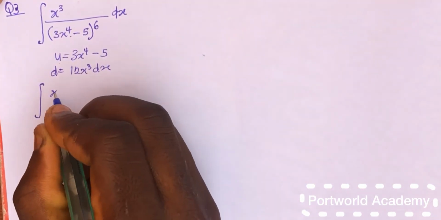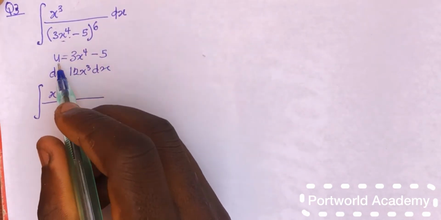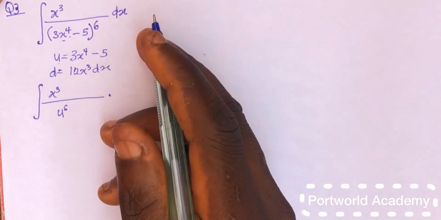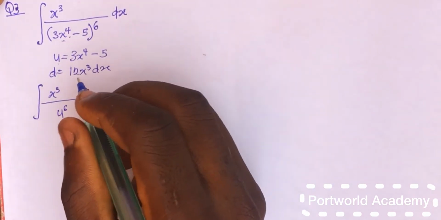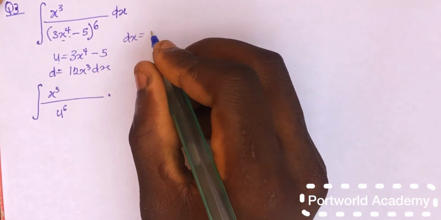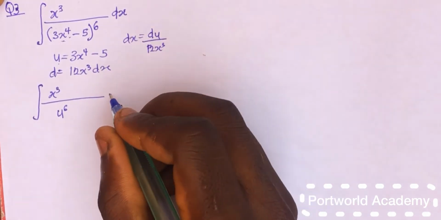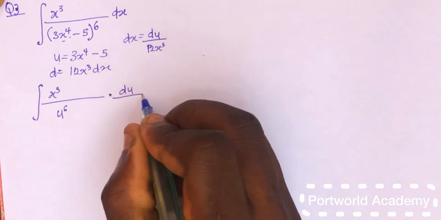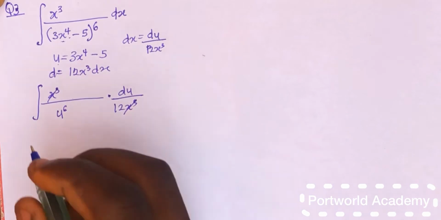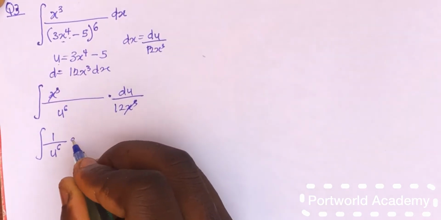So now we can put all this expression back into the question, so that we have the integral of s raised to the power of 3 divided by, what was our 3s raised to the power of 4 minus 5? That's simply u raised to the power of 6, multiplied by what was our dx? Dividing both sides by 12s raised to the power of 3, we have dx equals du over 12s raised to the power of 3. So we can simply multiply this one by du over 12s raised to the power of 3, so that this will cancel out this. So we have the integral of 1 over u raised to the power of 6 du.